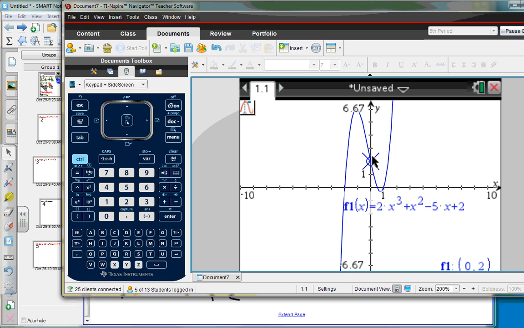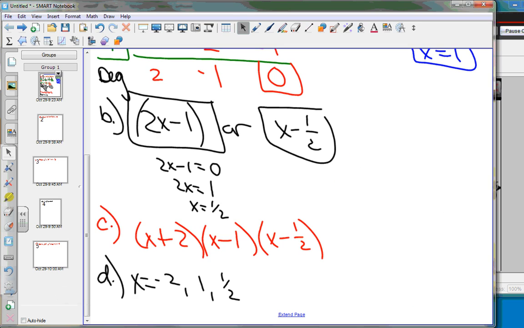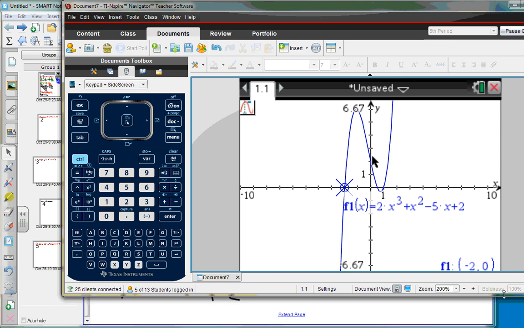What's the first one I want to type in? -2 looks great to me. Did I get 0? There's a 0. And then 1 gives me another 0. And then 0.5 gives me my last 0. Did I confirm that my results are algebraically correct? Yes, I confirmed them on the graphing calculator, but you'll still have to do the menu, analyze zero, left bound, right bound. Alright? Okay. Now, with that said, let's move on.